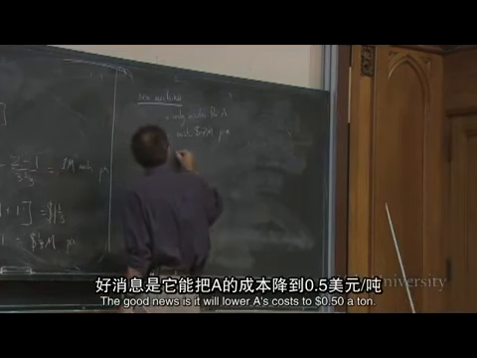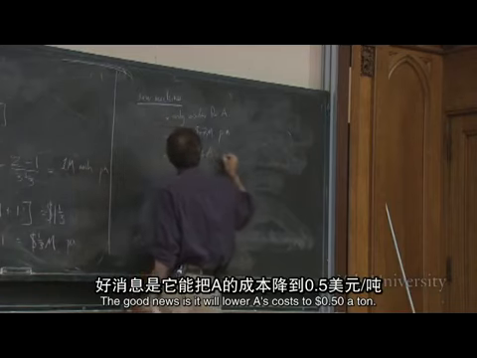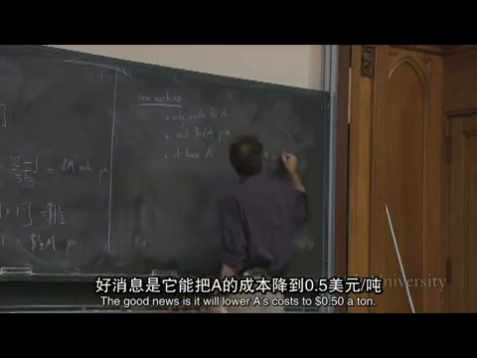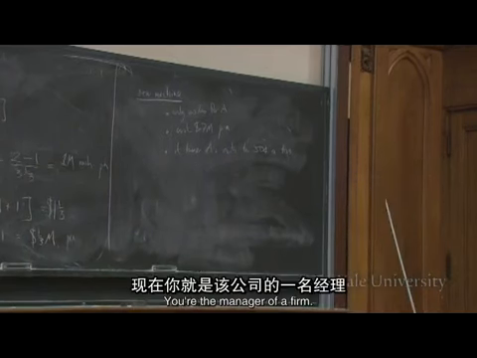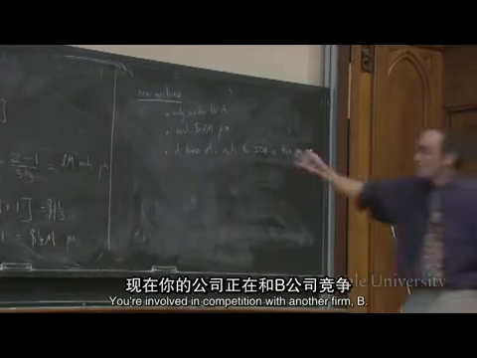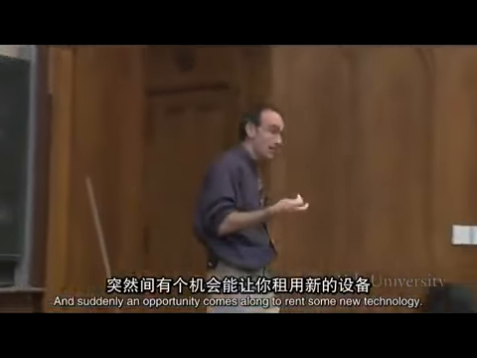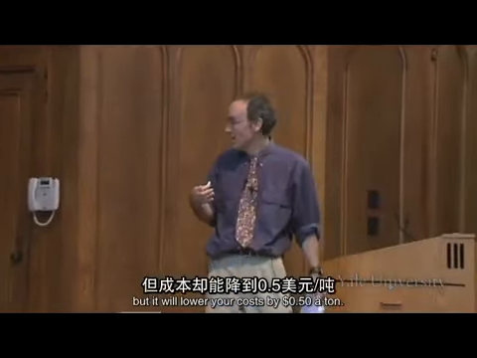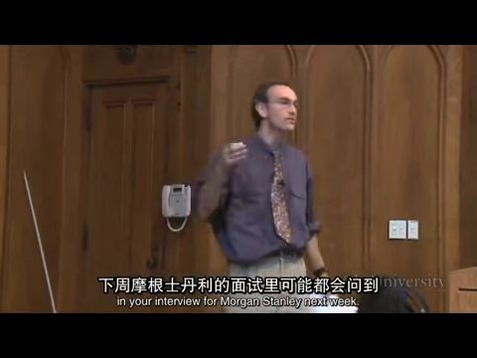The good news is it will lower A's costs to 50 cents a ton. So, classic business school situation. You're the manager of a firm, you're involved in competition with another firm, B, and suddenly an opportunity comes along to rent some new technology. It's going to cost you 0.7 a year to rent this machine, but it will lower your costs by 50 cents a ton.